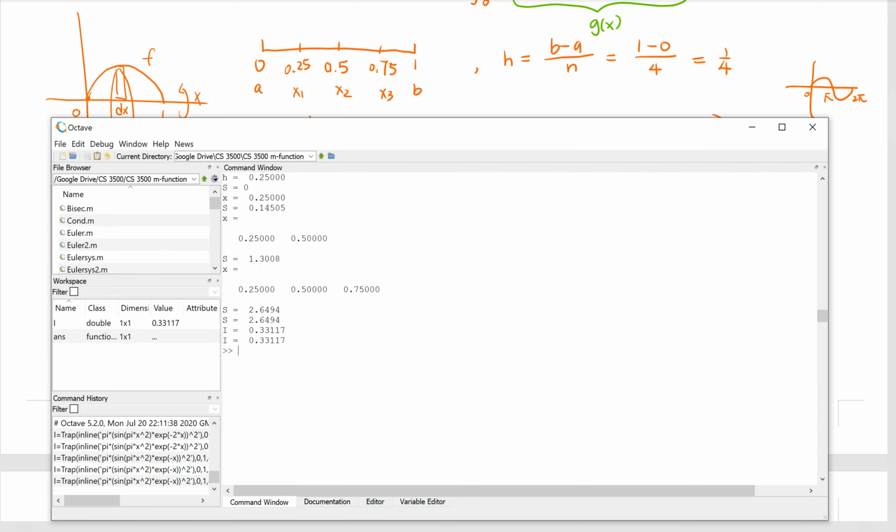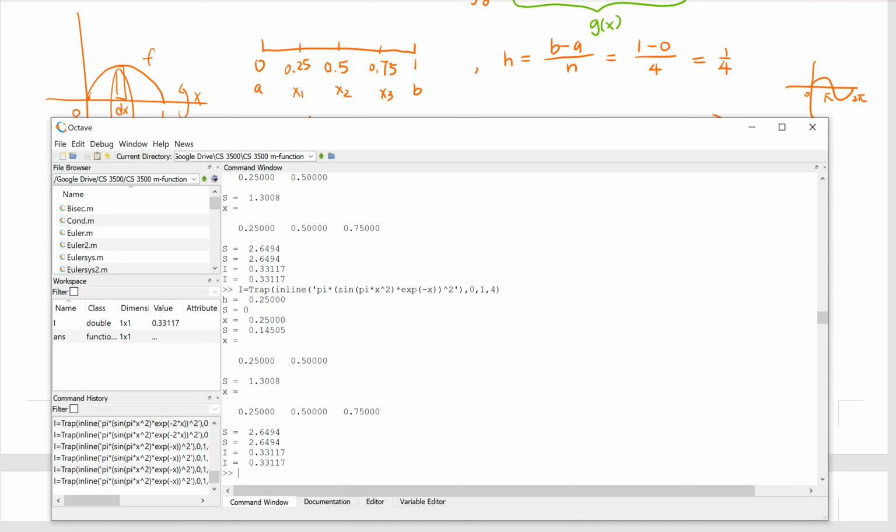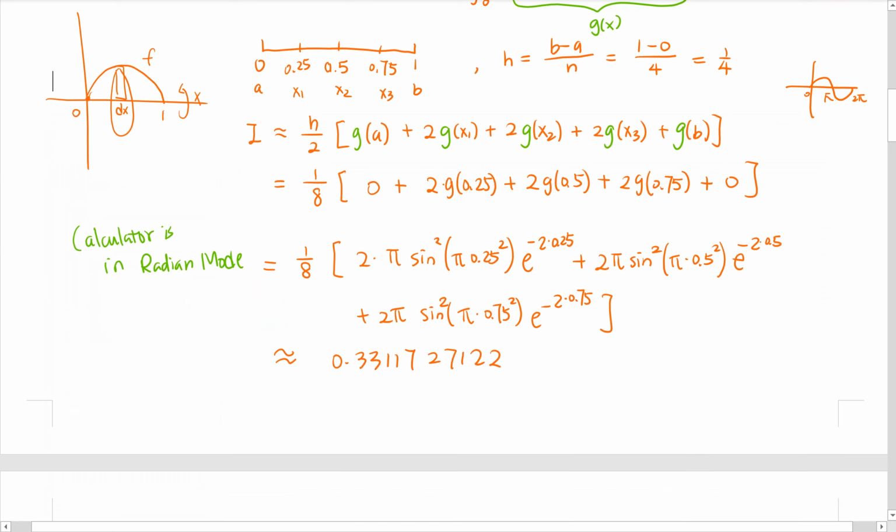So open Octave. I already typed it to check our work because when I was trying to figure out what the mistake was. So the syntax is trapezoid, right? Inline function, and then we have pi, and then we have sine pi x squared times e to the minus x, this guy squared, right? And the left endpoint is 0, the right endpoint is 1, and we divide it into 4 subintervals. So you can see the answer is 0.33117, which agrees with our answer.